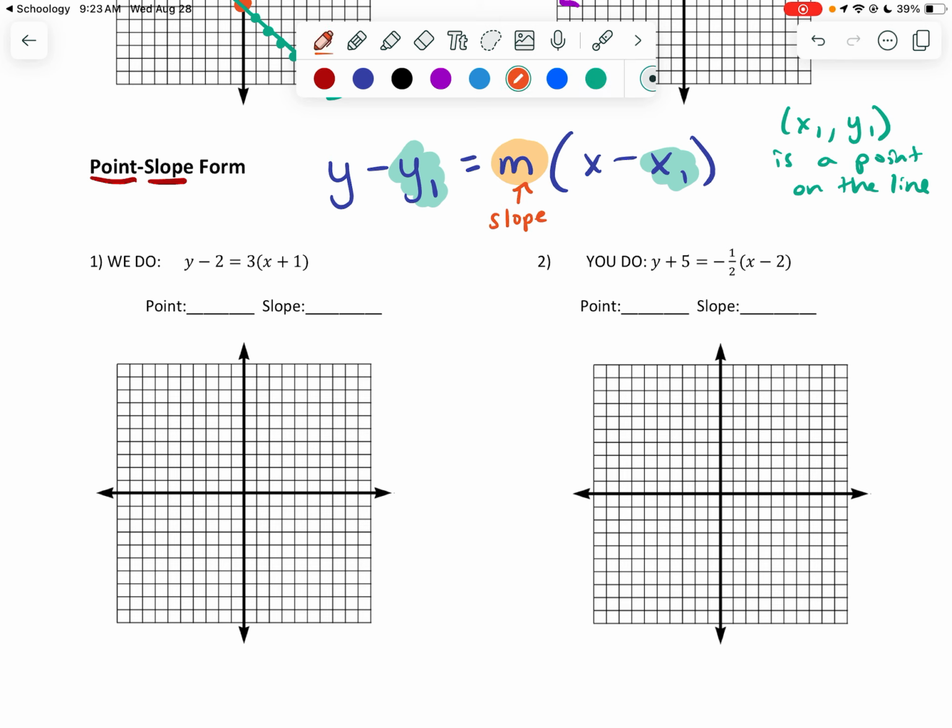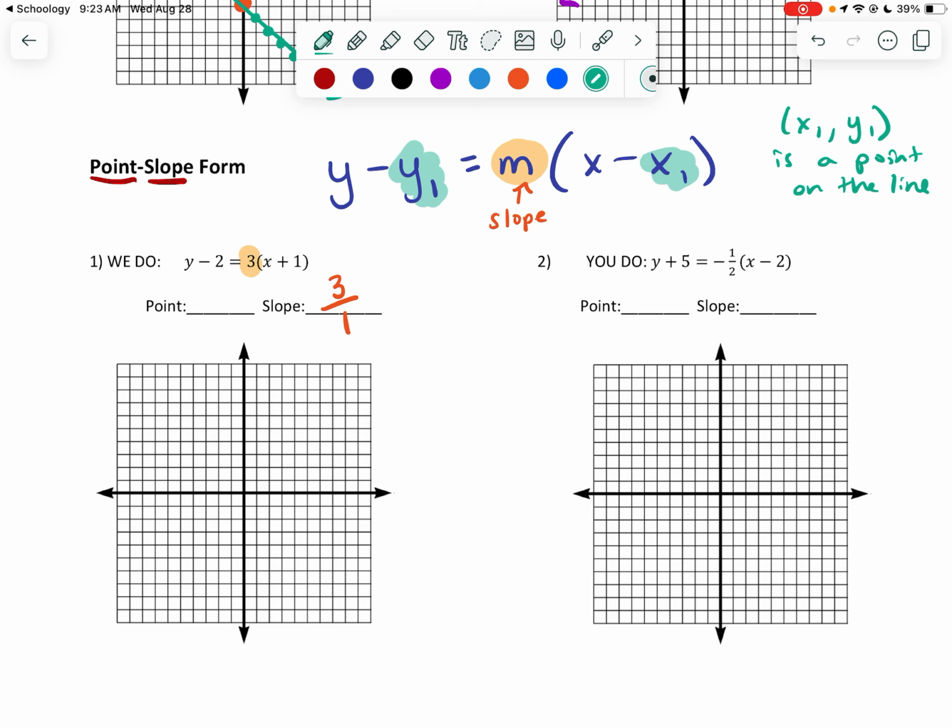Okay, so that first one, sometimes it's easier to find the slope first. Slope, just like here, is right in front of the parentheses. So your slope, in this case, is going to be that 3. Remember, we said usually it's best to have your slope be a fraction, so I'm going to say 3 over 1.